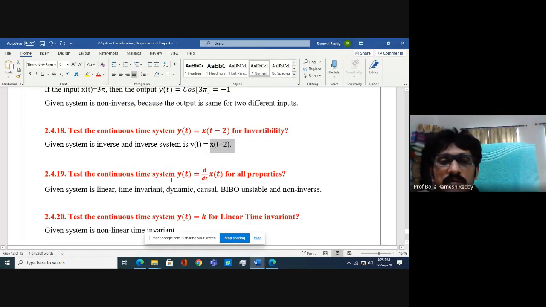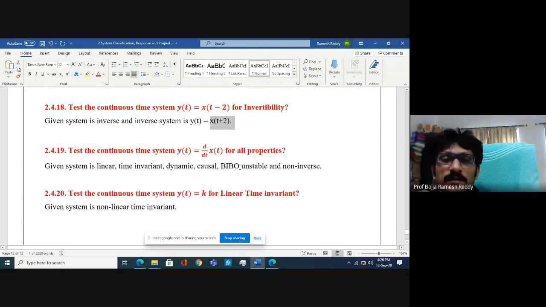Next, test the continuous time system y of t is equal to d by dt of x of t for all properties. Actually, this is a differentiator. They are asking to test this differentiator for all properties. The given system is linear, differentiation is always linear, and this is time invariant. No problem for time invariant. It is a dynamic system. Differentiation is always a dynamic system. Next, it is a causal system, and it is BIBO unstable. It fails for BIBO stability.